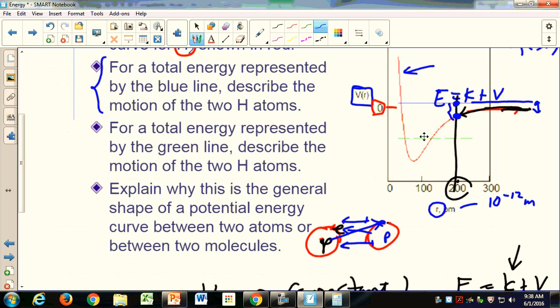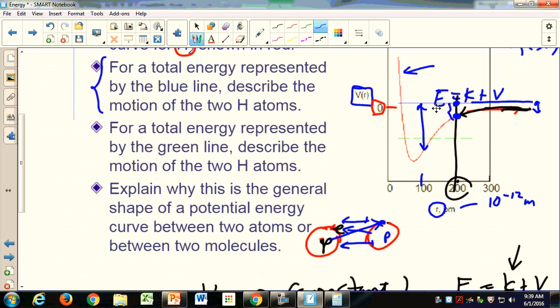Okay? What happens if they keep moving close? So they keep moving closer together, they're going to speed up. So at around 100 picometers right here, what's happening now? Potential energy has dropped significantly, and kinetic energy is really high now, right? So they're really much faster now. Okay? So that's what happens. There are attractive forces getting them to speed up as they approach each other.